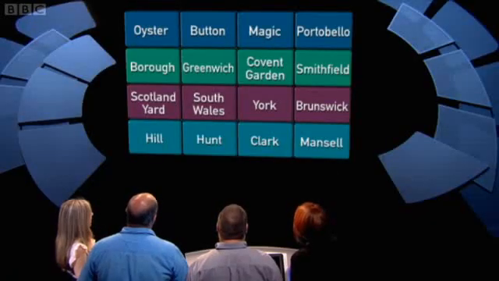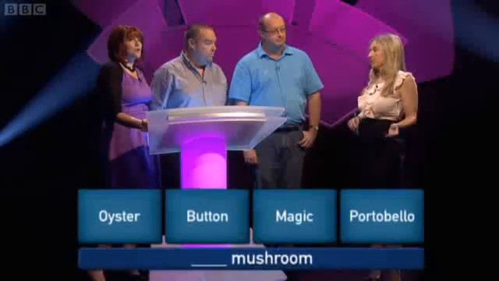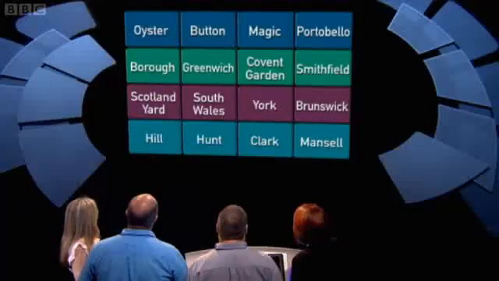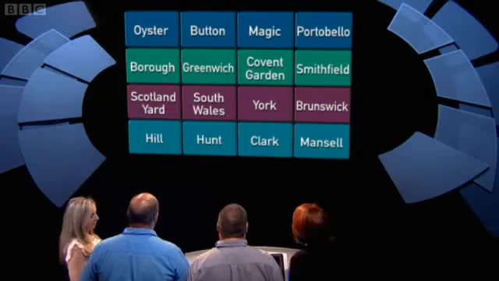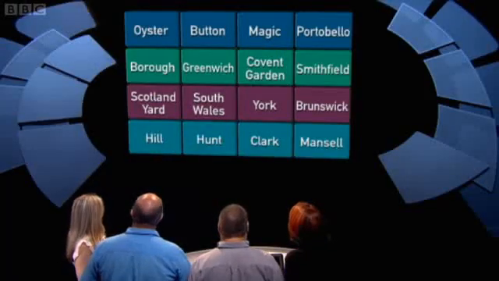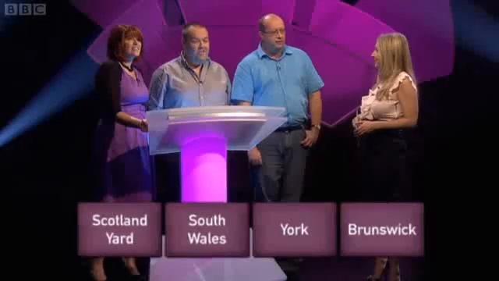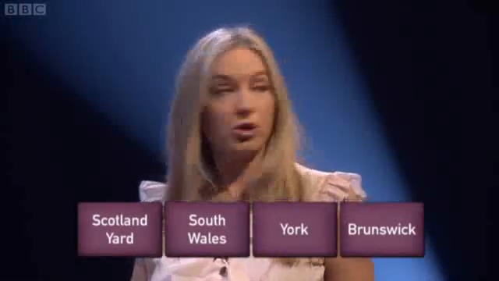Oyster, button, magic, portobello. Mushrooms. They're simply mushrooms. Borough, Greenwich, Covent Garden, Smithfield. Markets found in London. Absolutely right. Scotland Yard, South Wales, York, Brunswick. They're all prefixed with new. You can put new in front of them.